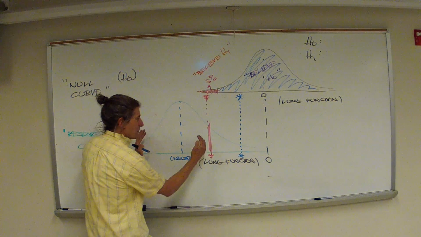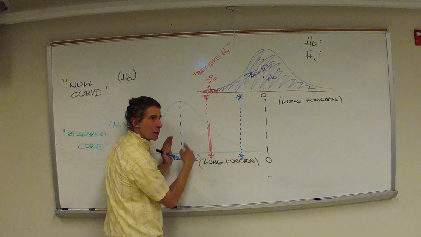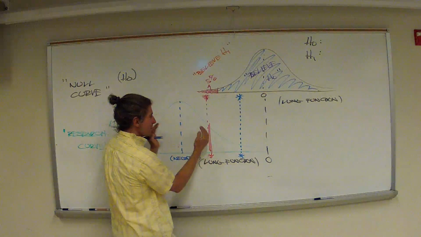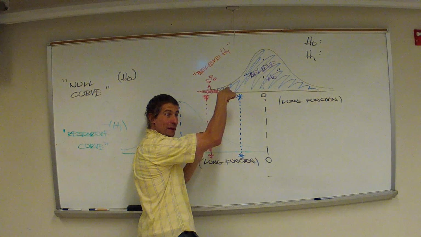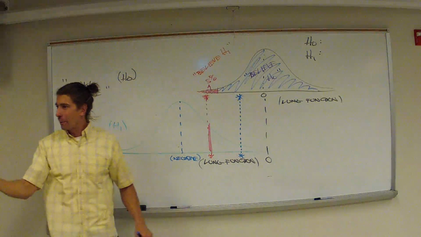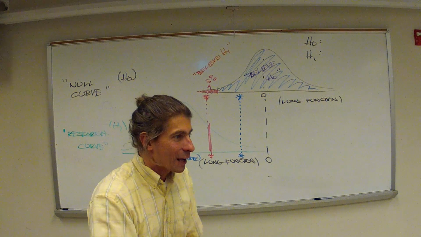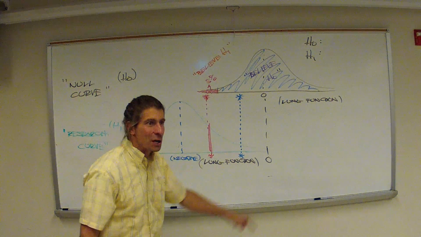But remember, this little guy can slide side to side. We don't know where the center is. So is it possible that we slide it far enough this way that the height's actually higher here than it is here? That's the problem with calculating type 2 error. You have to know where that is before you can do it.